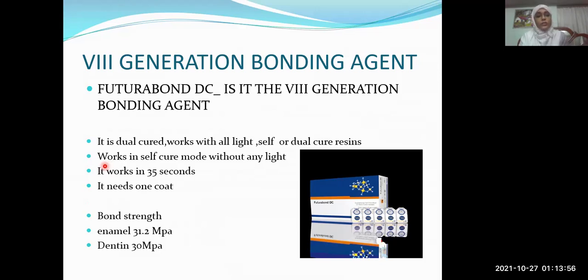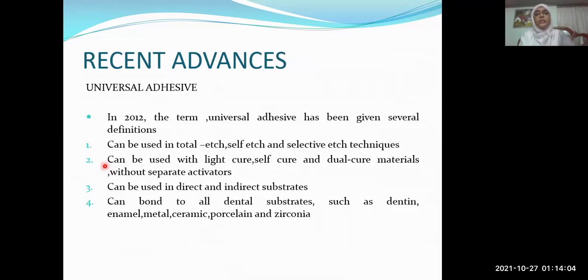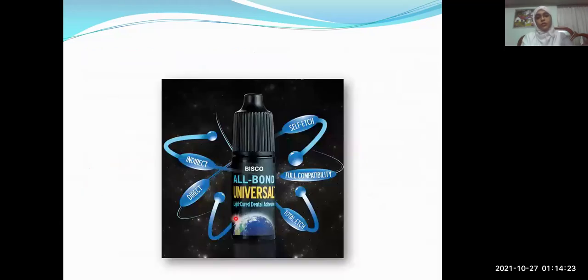Bond strength is also very high. You're getting around 30 MPa for dentin and 31.2 MPa for enamel. Recently you also have universal adhesives which you can use for total etch, self etch, selective etch. You can use it for light cure, self cure, or dual cure materials. You can use it for direct or indirect substrates. You can also use it for dentin, enamel, metal, ceramic, porcelain, zirconia. For bonding of anything, you can use this universal adhesive. So you call it an all-bond universal.